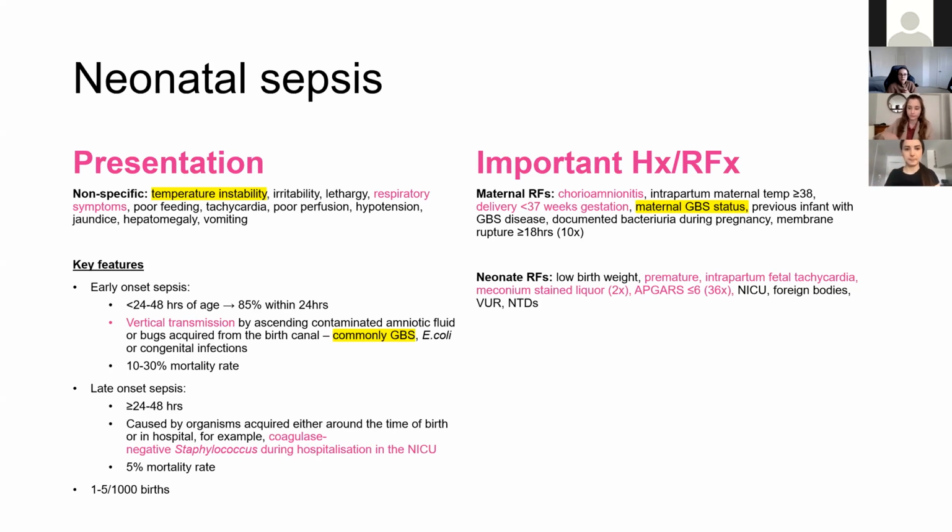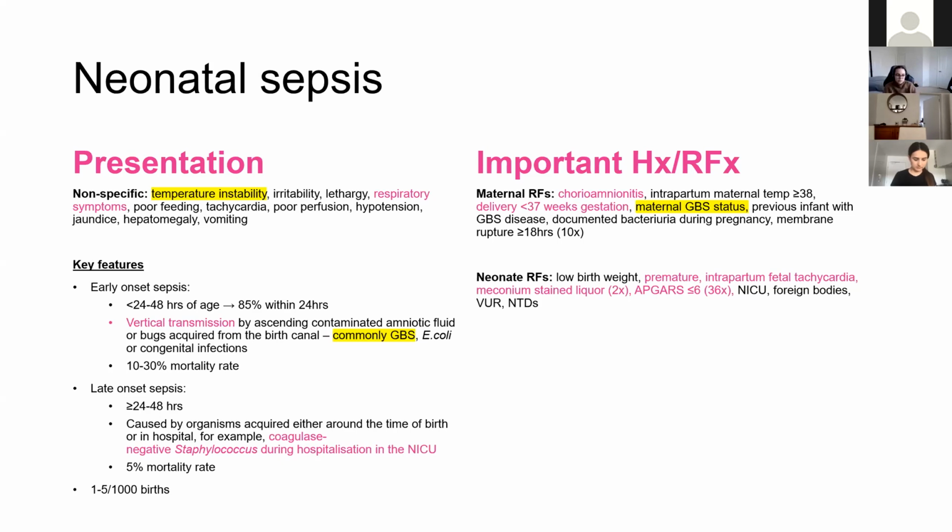So for a neonate, the main thing that we see is temperature instability, but we're not going to be able to say the baby's got a sore tummy or they've got a urine infection. We've got no idea at this point. They're just showing some general signs of being unwell. So any of those non-specific symptoms are things that we need to consider doing a septic screen for.